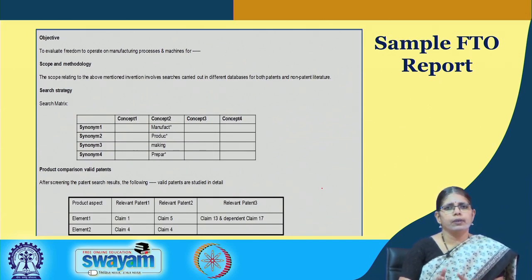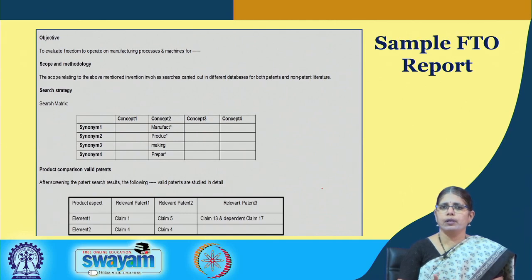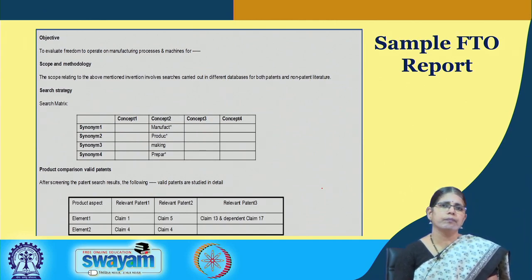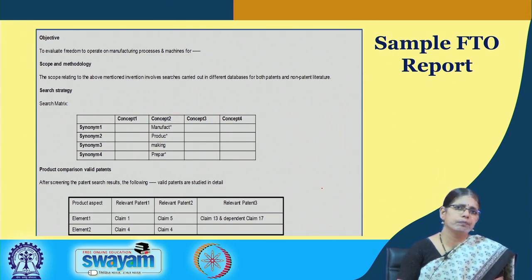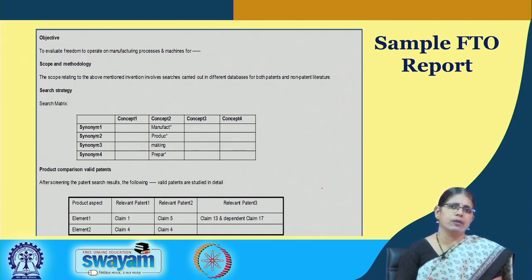And in the methodology, we are looking for the entire scope in relation to identifying patent databases. Typically, the FTO reports do not take into consideration non-patent literature, but if the FTO is done at an early stage, where you are looking at manufacturing a product and want to know whether there is an FTO or not, in which case non-patent literature is also important, because you are looking at the technology space itself and trying to understand who are the people or what are the technologies already in the space.